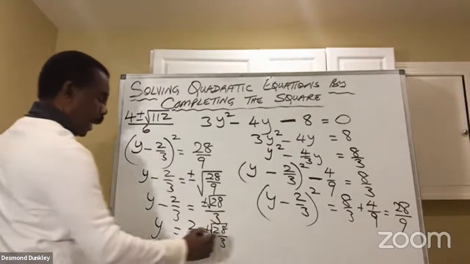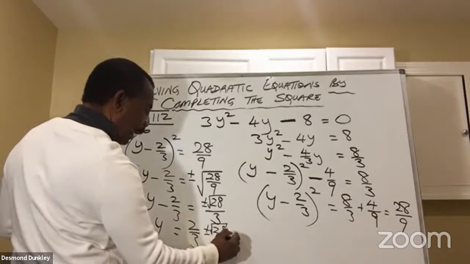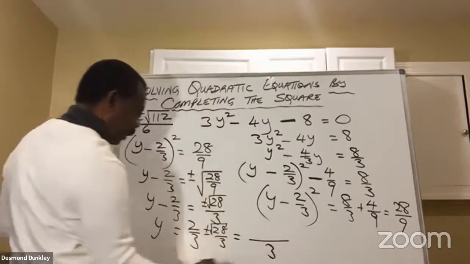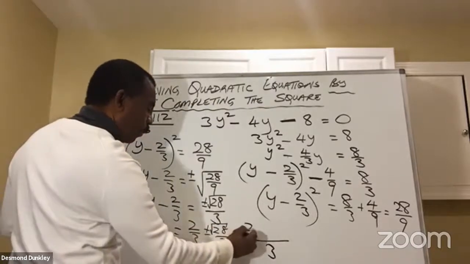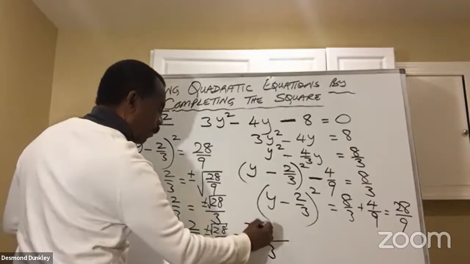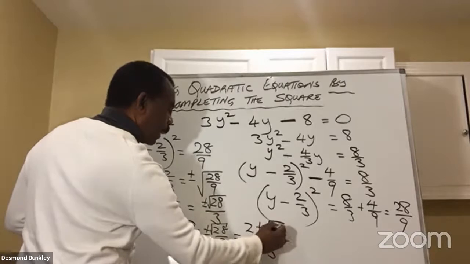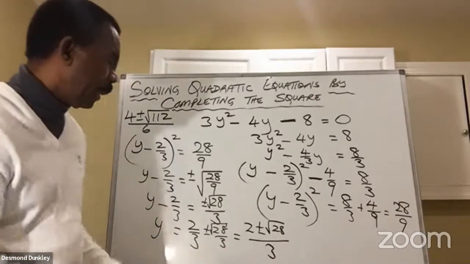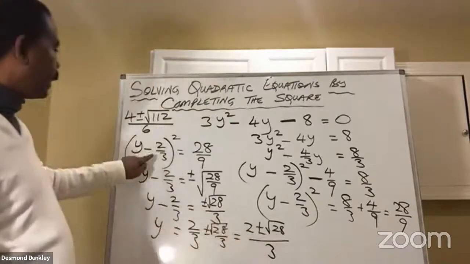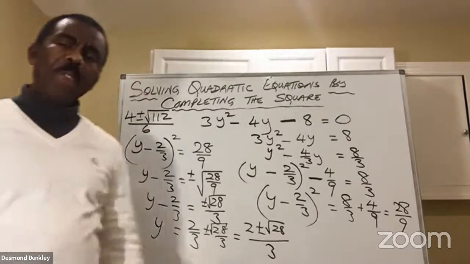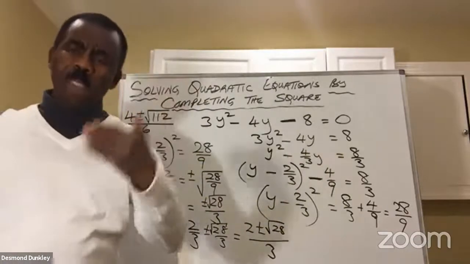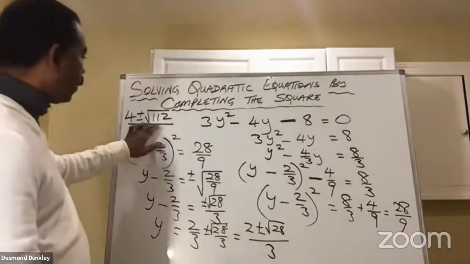Okay, so now what do we have? We have y equal to, common denominator is 3, and this is going to be 2 plus or minus the square root of 28. So then you're going to say to me, wait a minute, this is not the same as this. And I'm going to say to you, yes, it is. And you're going to ask me, prove it, that this is equal to this.